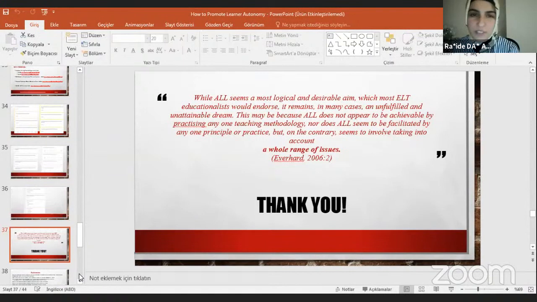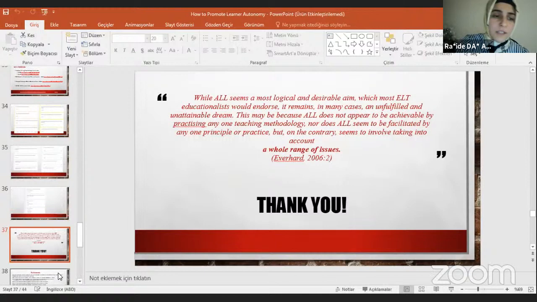While autonomous language learning seems a most logical and desirable aim, which most ELT educationalists would endorse, it remains in many cases an unfulfilled and unattainable dream. This may be because autonomous language learning does not appear to be achievable by practicing any one teaching methodology, nor does it seem to be facilitated by any one principle or practice, but on the contrary, seems to involve taking into account a whole range of issues.